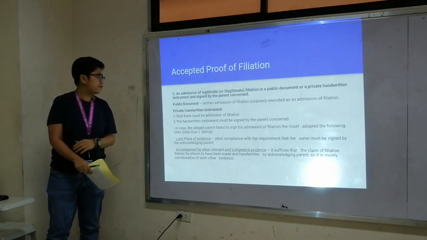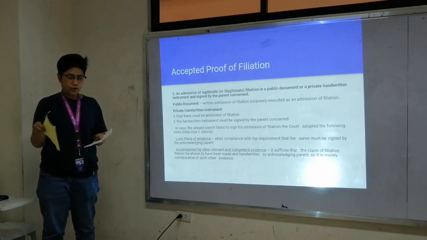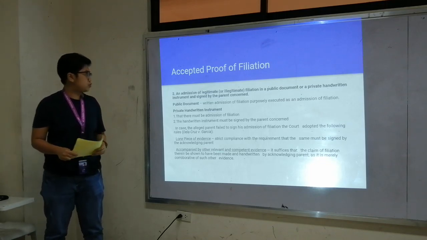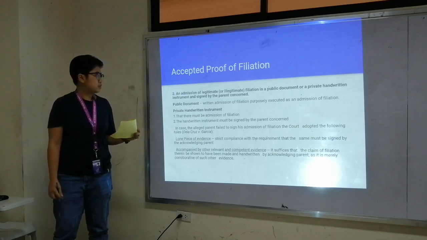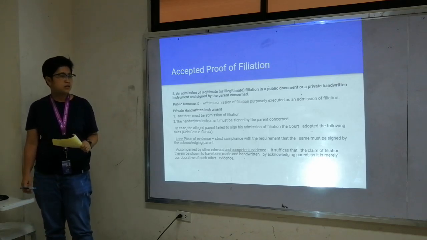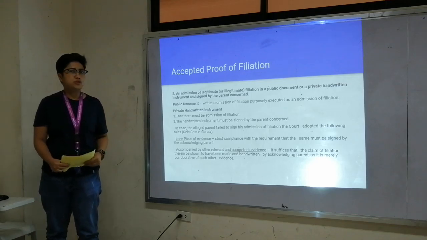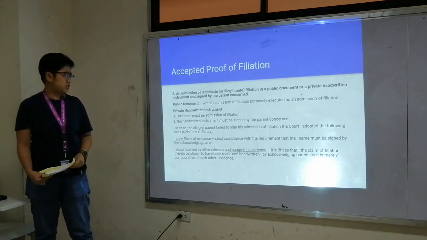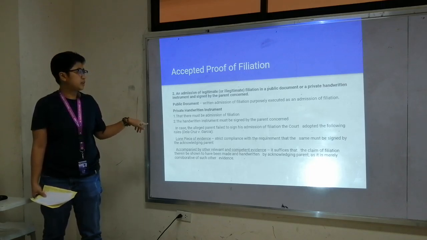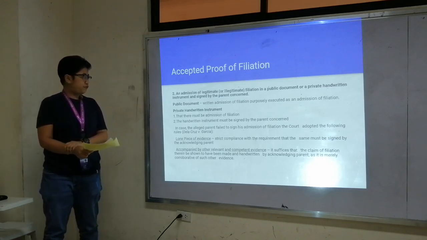Next is the private handwritten instrument. The first requisite is that there must be an admission of filiation, and the second is that the handwritten instrument must be signed by the parent concerned. So the question is, should this be strictly complied with?